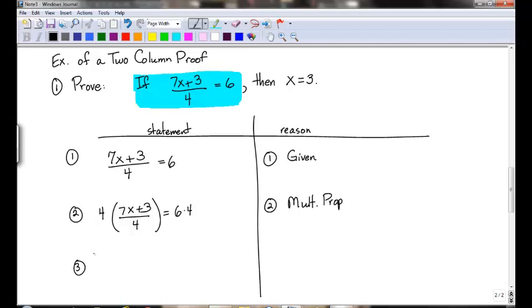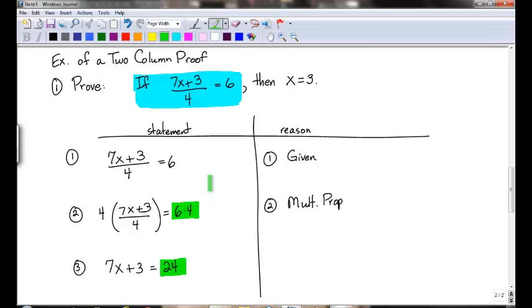Third step. Okay, the 4's on the left would divide out, and you'd have 7x plus 3 equals 24. Now, when you're doing a two-column proof, you really need to look from this line down to this line. You have to say, what did they do from line 2 to line 3? 6 times 4 is 24. What property? Look back up. We already did multiplying. Multiplying is where you multiply on both sides. We multiplied by 4 on both sides.